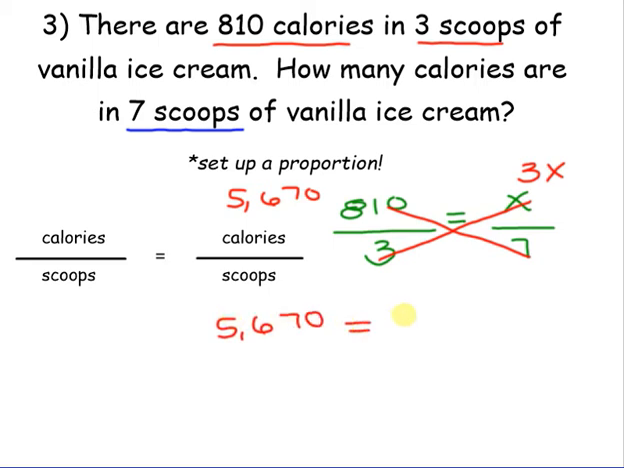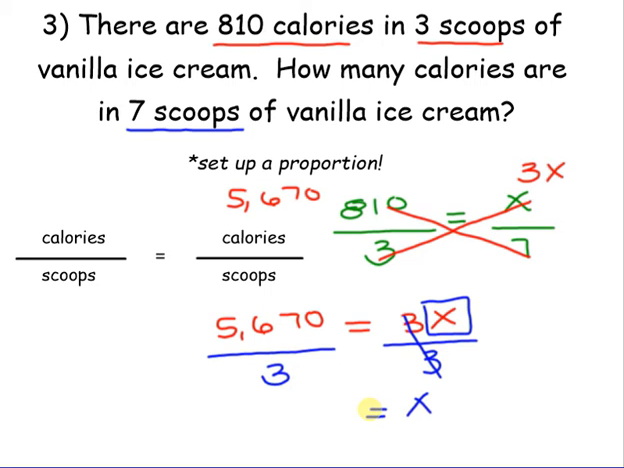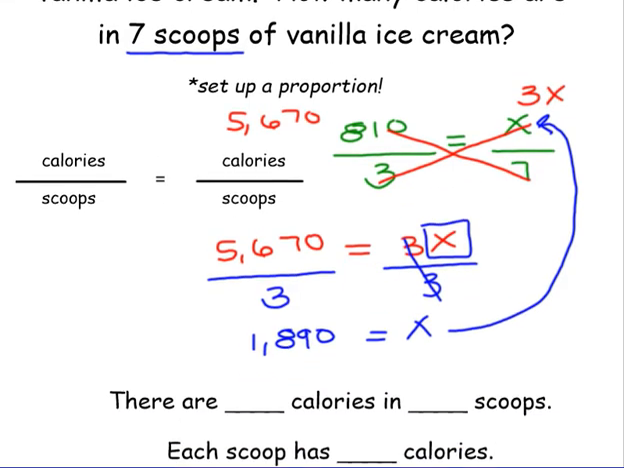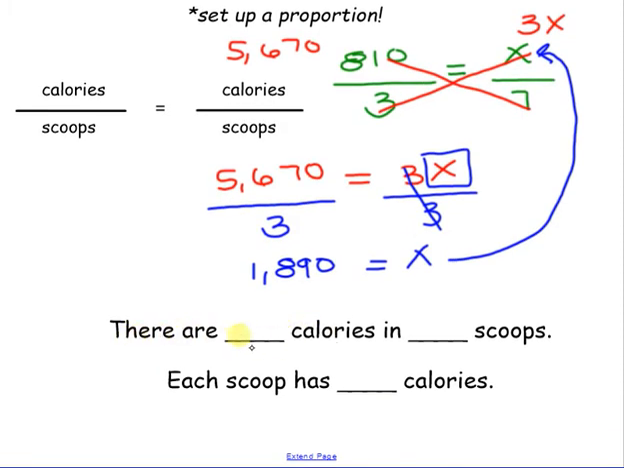5,670 equals 3x. I know that my first step is to box the variable, and then I'm going to divide by 3. Whatever I do to one side, I do to the other. These guys cancel out, and I'm left with x equals, and with my calculator, I'm going to do 5,670 divided by 3, which is going to give me 1,890. That is the missing value over here, which means that in 7 scoops of ice cream, there are 1,890 calories. And I'm going to fill in my 2 statements here.